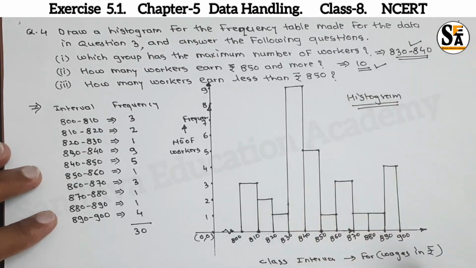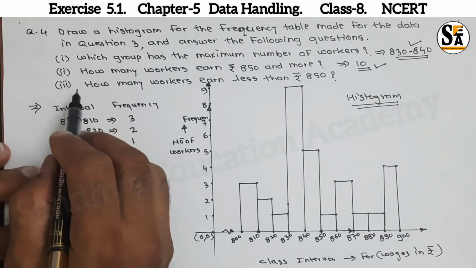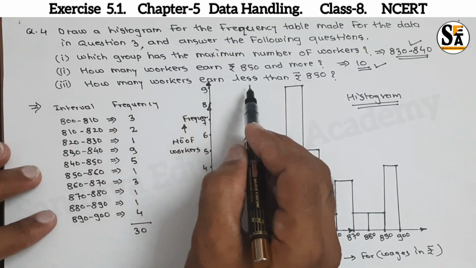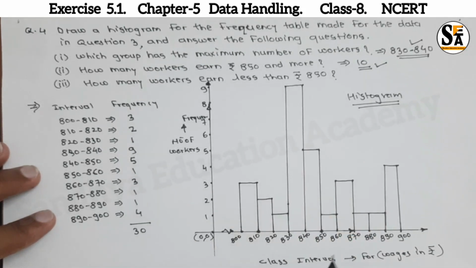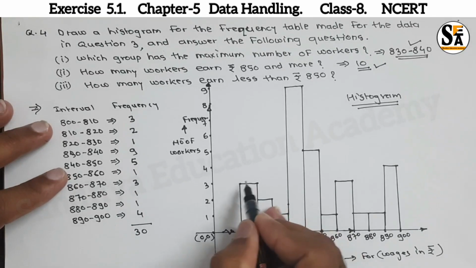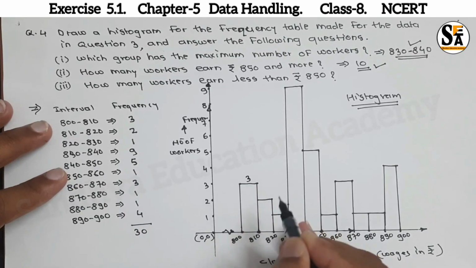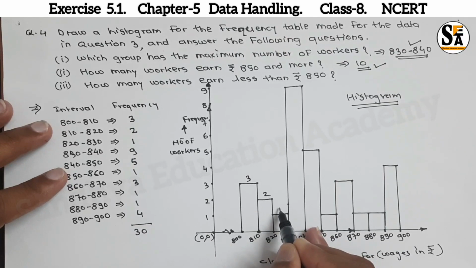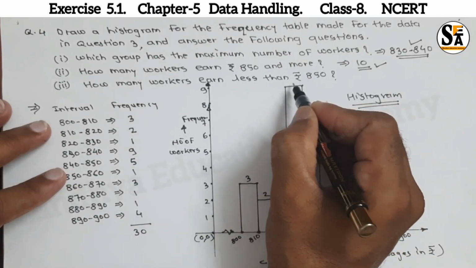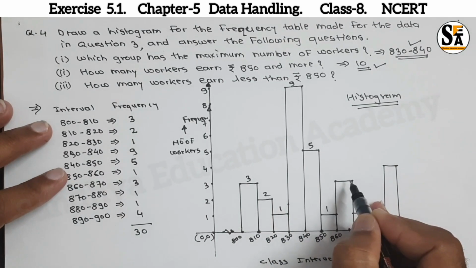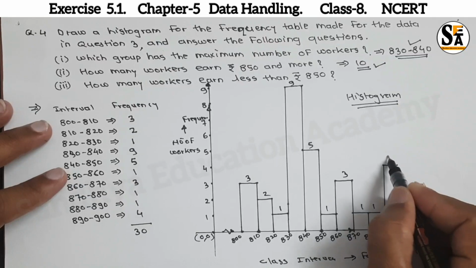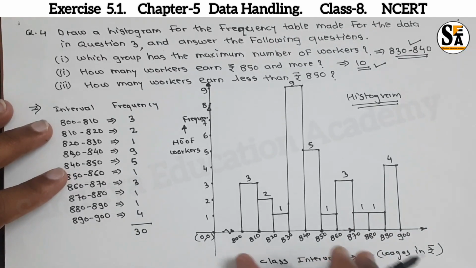Next answer is 10. And what is asked in the third question? How many workers earn less than rupees 850? So this is 850. Then make addition of all these workers from the frequency chart or this histogram. So now just put how many workers are in this group. There are 3, there are 2, there is 1. Then here there are 9 workers, here 5 workers, here 1, here 3, here 1 and 4. These are the workers in this class interval.